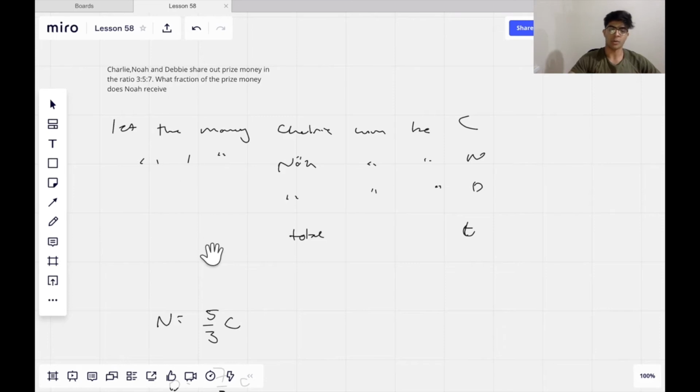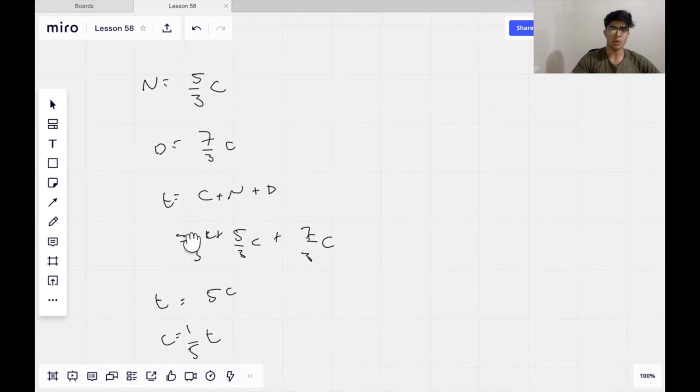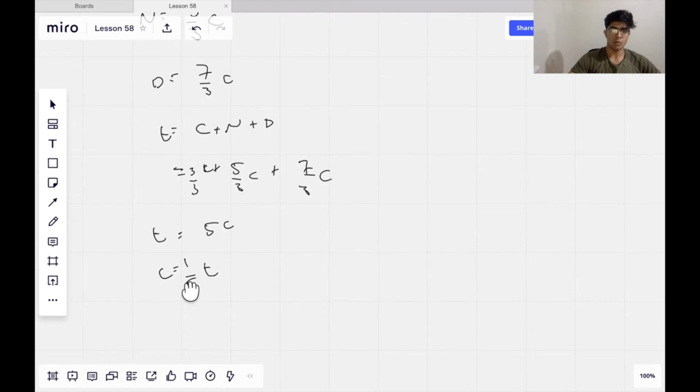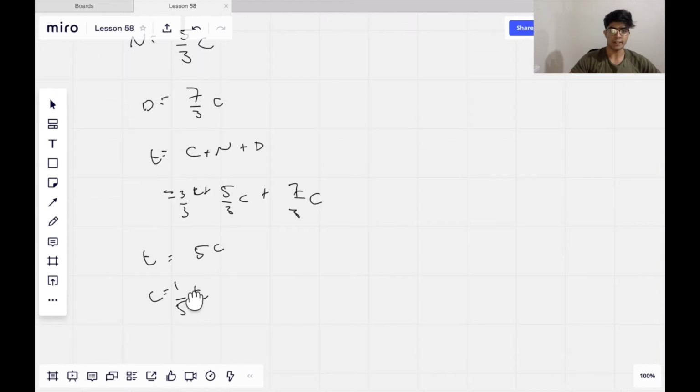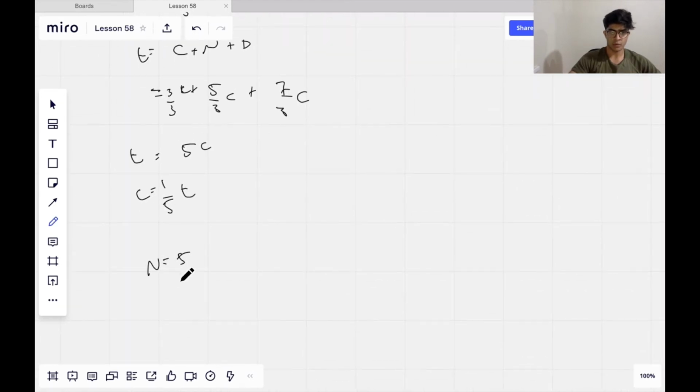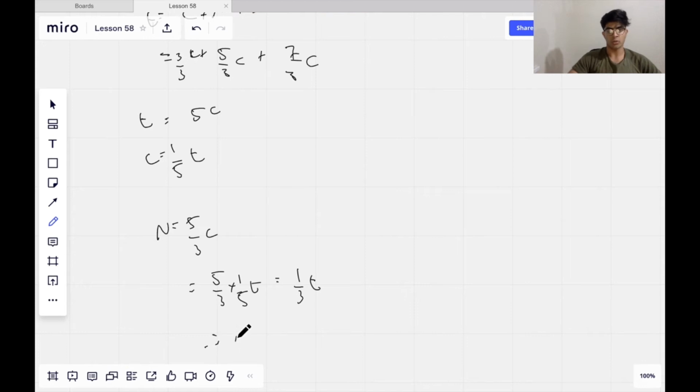And what fraction of the prize money does Noah receive? We need it in terms of Noah. Well, if Charlie gets a fifth of the total, we know Noah is 5 over 3 c. So n is equal to 5 over 3 c, and c is a fifth t, which is equal to 5 over 3 times a fifth t. So Noah gets a cool third of the prize money, a third t. Therefore, Noah receives a third of the prize money. Since it does say explicitly fraction, you could say a third like that.